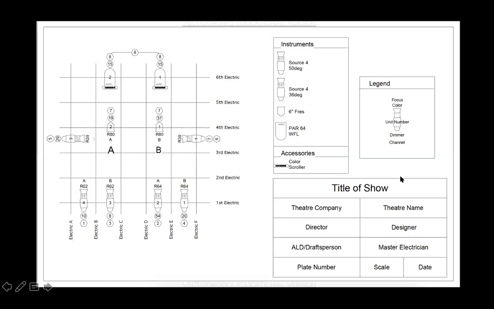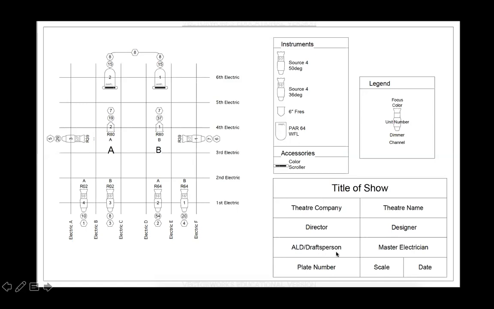And then lastly, we have our title block. Now the title block on this specific plot is ginormous, just so you can kind of get the idea. So the title block is just to show what the heck this plot is used for, right? So it'll have the title of the show, the theater company, the name of the theater, so where this is being done, the director, right, who's directing the play, the designer who's designing it, the ALD or draftsperson, right?